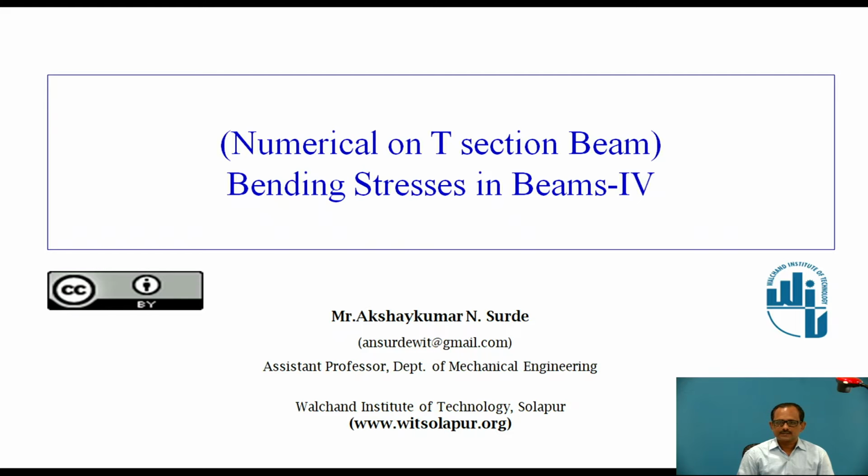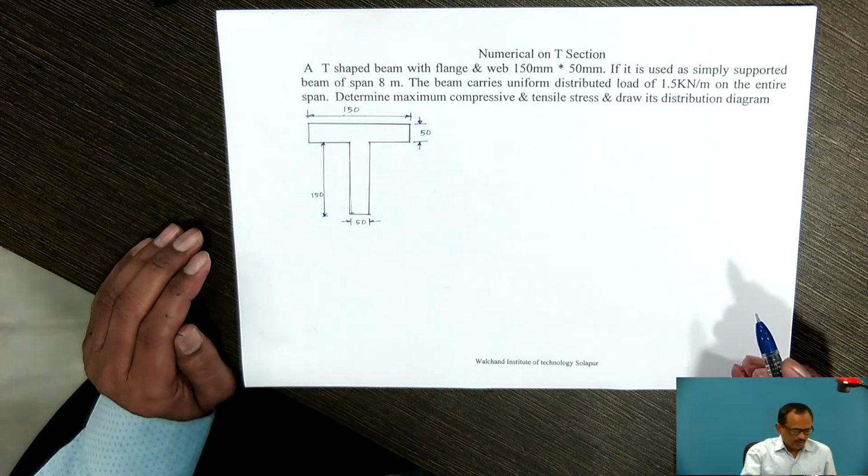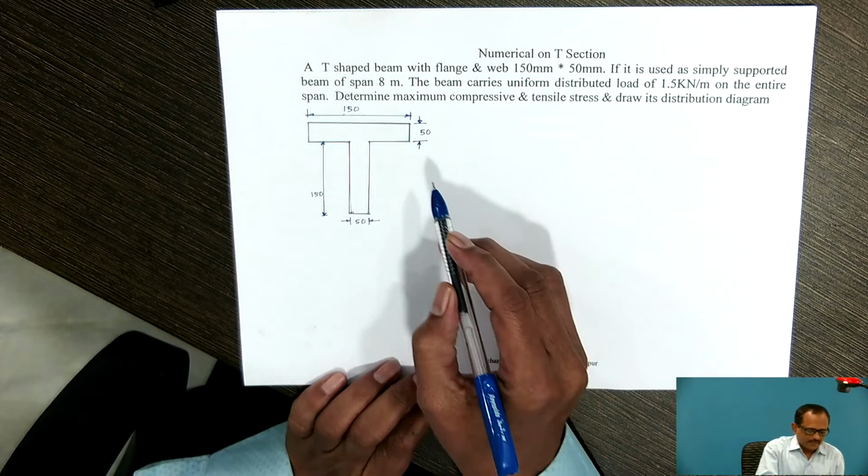Today we are going to solve the problem based on bending stresses in beams. Learning outcomes. At the end of this session, the students will be able to determine the bending stresses and its distribution along the depth of the T section beam. So, let us have one example.